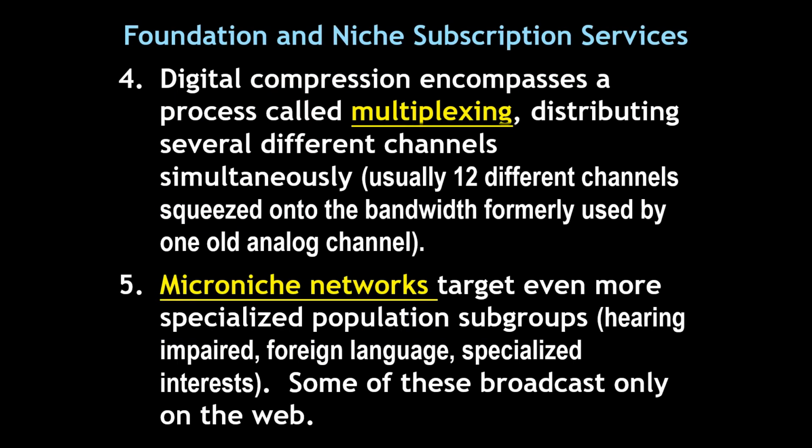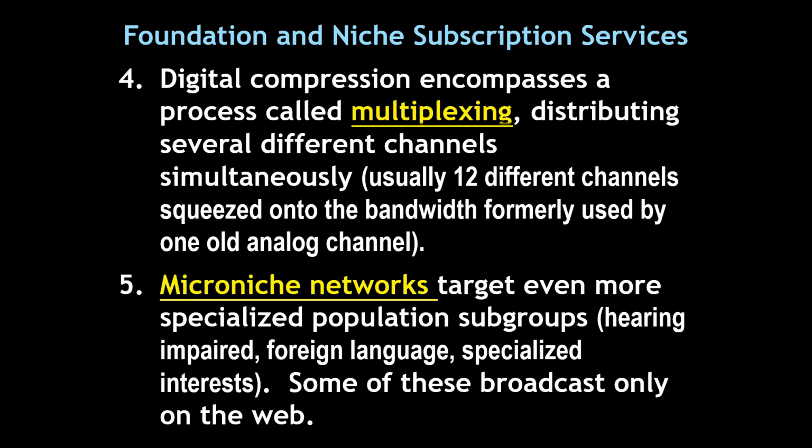Digital compression encompasses a process called multiplexing. It's distributing several different channels at the same time. You can squeeze as many as 12 different channels of content onto the bandwidth formerly used by one old analog channel. So it makes a whole lot more content available through practices like digitalization and compression.